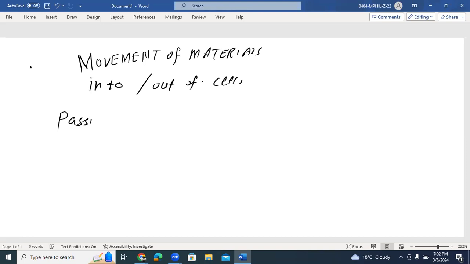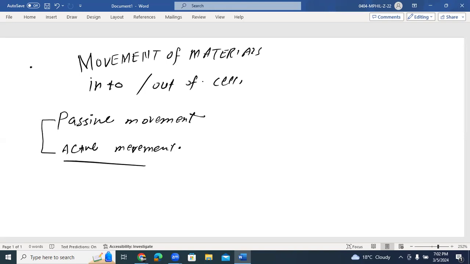One is passive, and from this word, you can get an idea about this type of movement. There is a passive movement, and there you will have another type of movement, that is active movement. From these terms, I hope you will be able to define this type of movement. The only one difference is the use of energy.